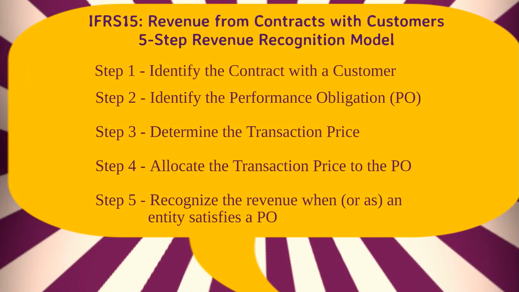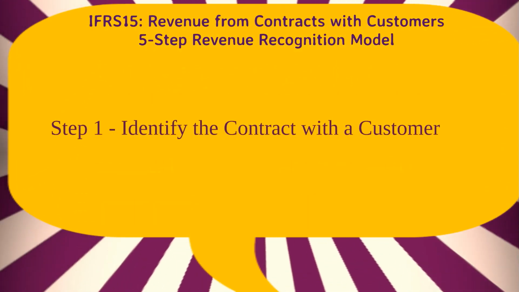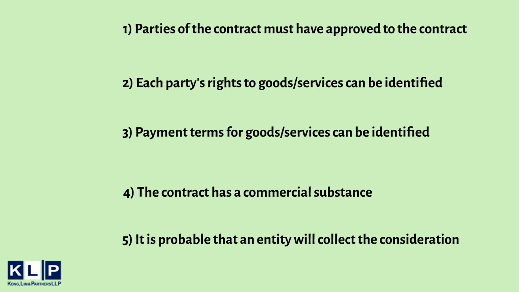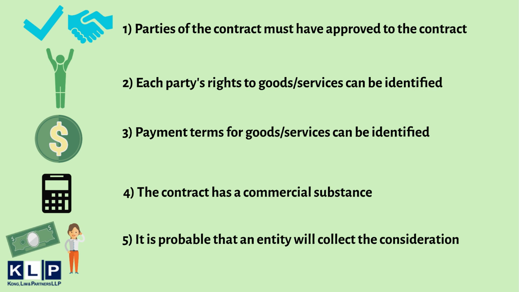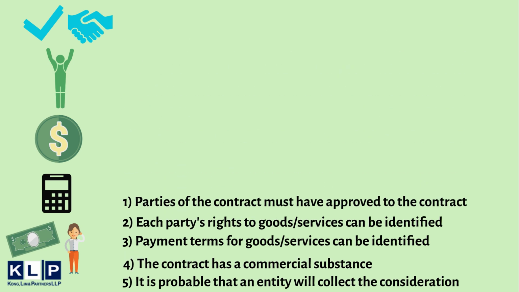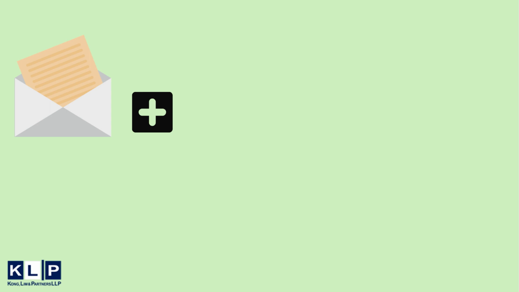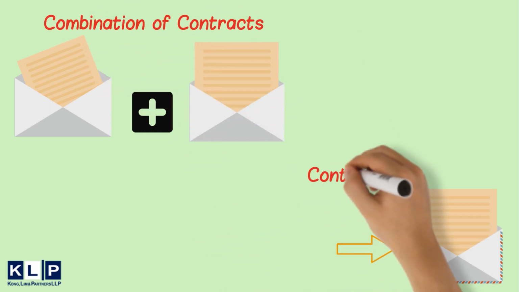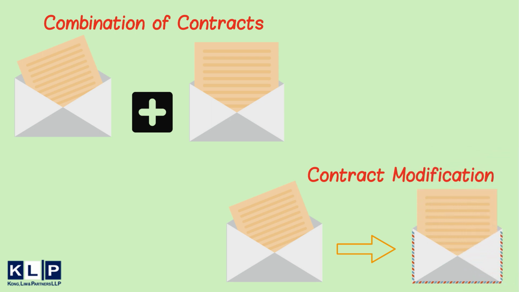To recap, we have just gone through step 1 of the IFRS 15 revenue recognition model. Within this step, we have gone through 5 attributes that must be met in order to consider the existence of a contract with a customer. IFRS 15 also guides us on other related topics, including combination of contracts and contract modifications.